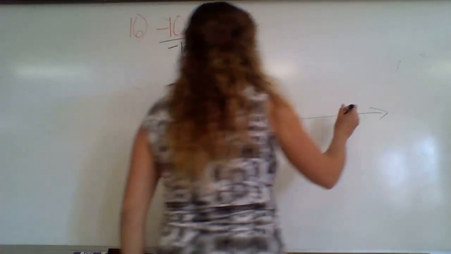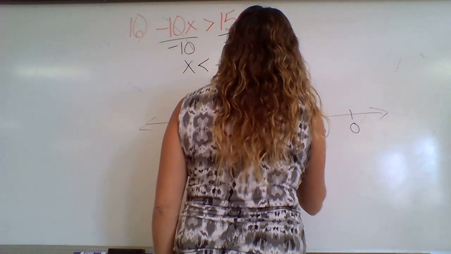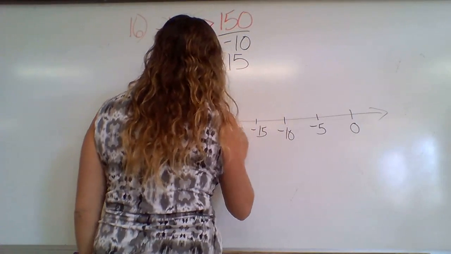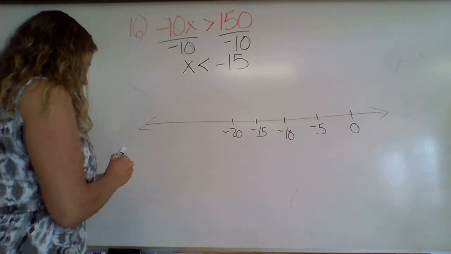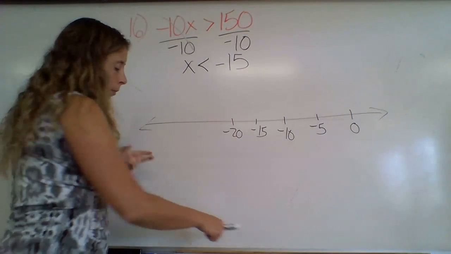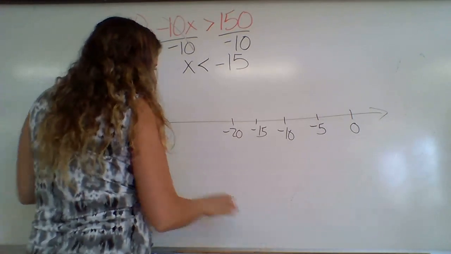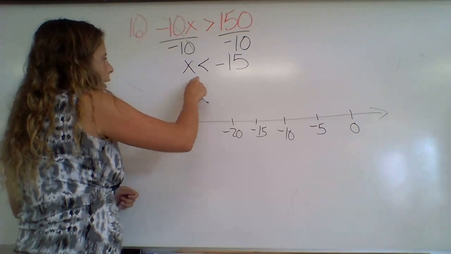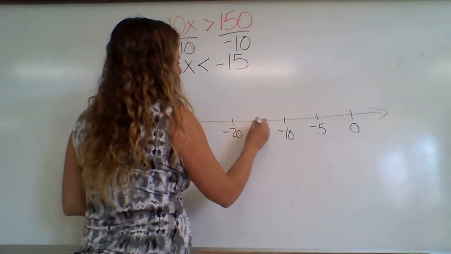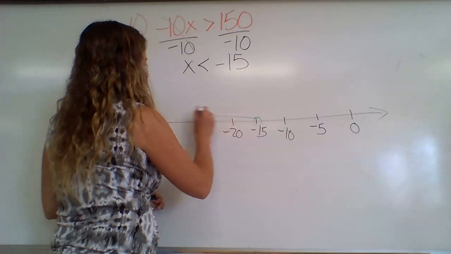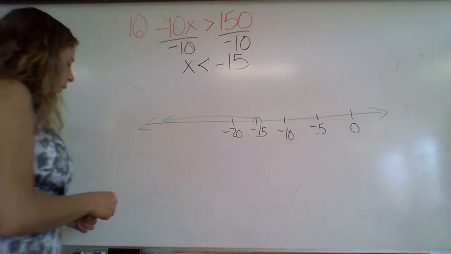All right, I'm going to put 0 up here. This is 0. This will be -5, -10, -15, -20, and so on. Okay, so we're less than -15. So, is it going to be an open circle or a closed circle? Open. So I'm going to put an open circle because there's not an equal part there. It's just less than -15. It's not equal to -15. It's only less than that. So I put an open circle and then less than. So we're going that way. Make sure you flip your sign if you multiply or divide by a negative number.